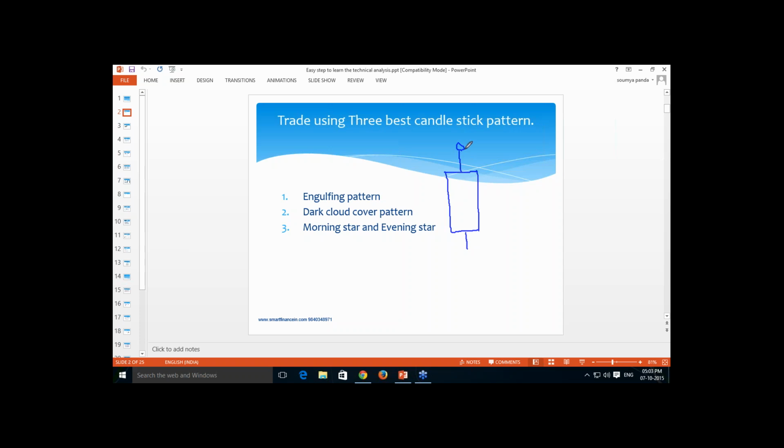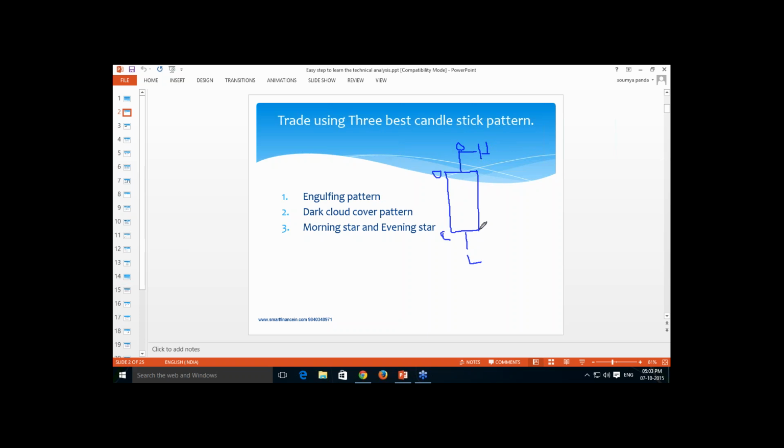And here this upper wick of the candle is the high, this is the body of the candle, and this is the low. This is the high of the candle, this is the open of the candle, and this is the close of the candle. Open, close, high and low. So this is how the candles are formed.